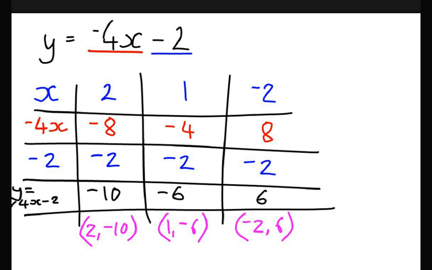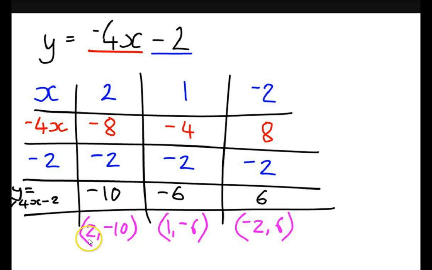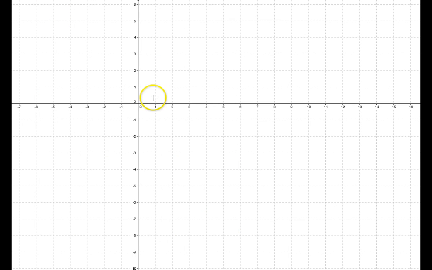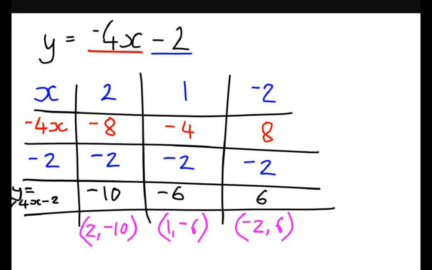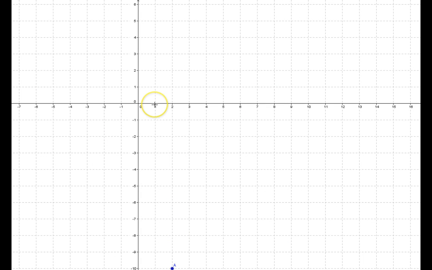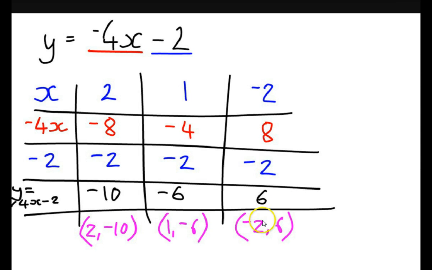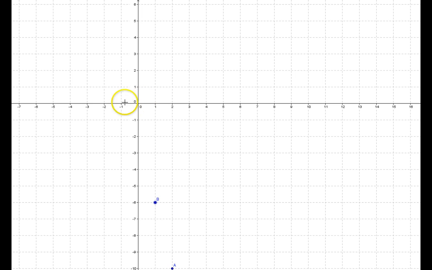Okay, so let's go back across to our graph. The first coordinate I'm plotting is 2, negative 10. So back to our graph, we're going to go 2 all the way down to negative 10, which is down here. Okay, the next one is going to be 1, negative 6. And then finally, the last one we're doing is negative 2, 6. So go to negative 2 all the way up to 6. And then we're going to finish this off by joining our points up with a straight line.